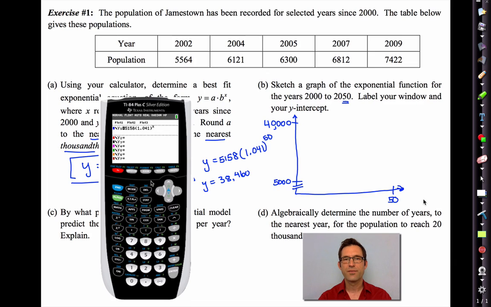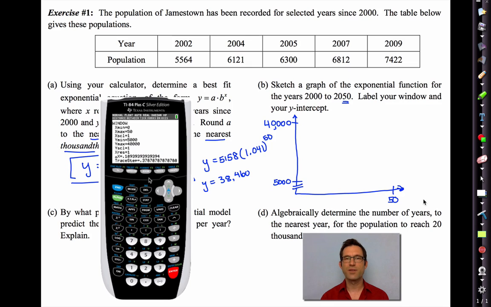All right. Now let's go in and set our window. Okay. So going into the window, I'm going to set my x minimum at 0 and my x maximum at 50. I'm going to set my y minimum at 5,000, and I'm going to set my y maximum at 40,000. Okay, so check out your window. X min is 0, x max is 50, y minimum is 5,000, y maximum is 40,000.